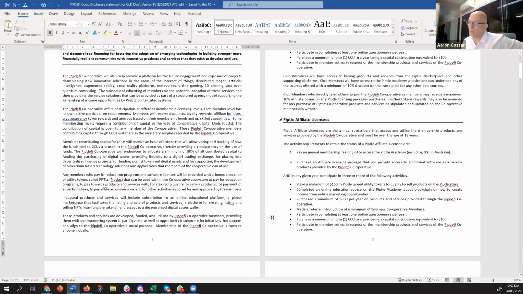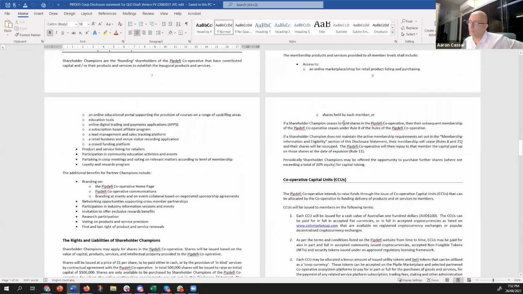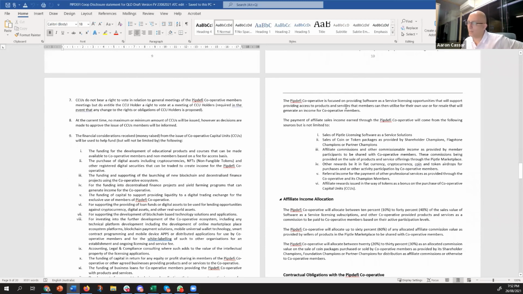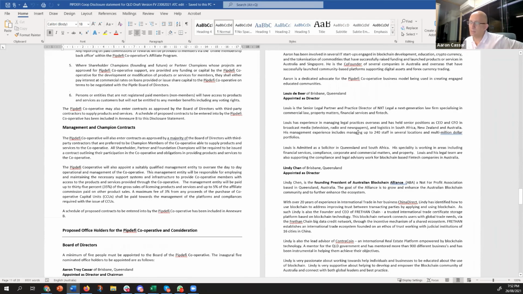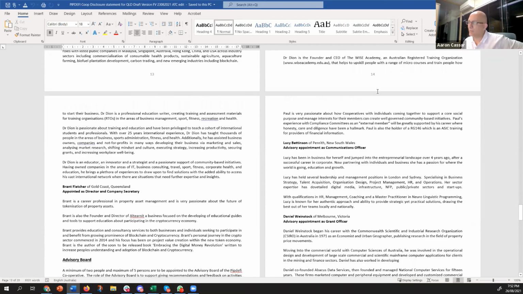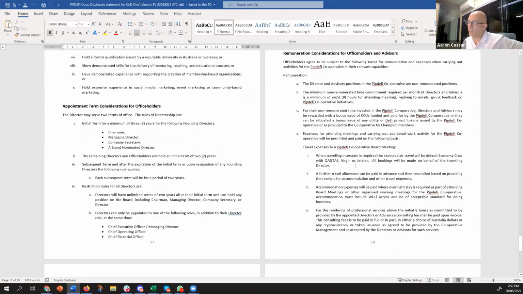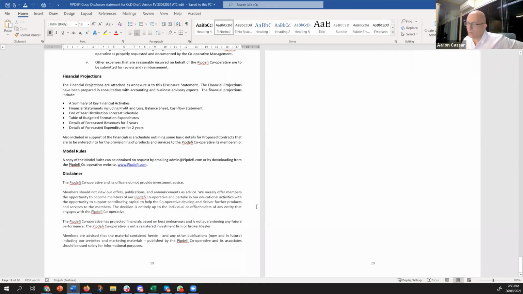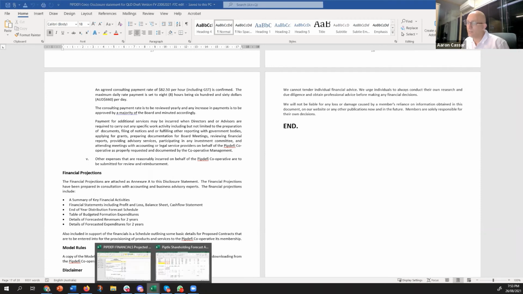We talk about the shareholder champions, the rights of CCUs, the liabilities of the shareholders, how that works, affiliates, how they can earn income, any obligations we have contractually, who the board of directors are, the advisory boards, the appointment, consideration for office holders, remuneration, appointments, all of this is tabulated. And there's also a set of financials that are provided with this. So to give you an idea of how that looks, let me see if I can bring that up.